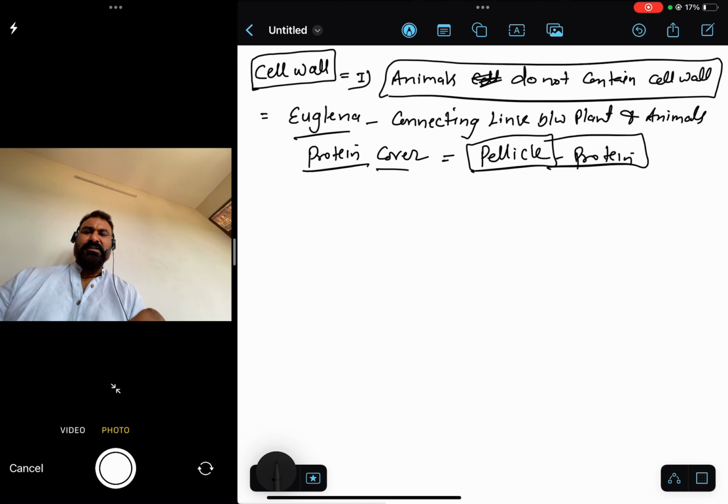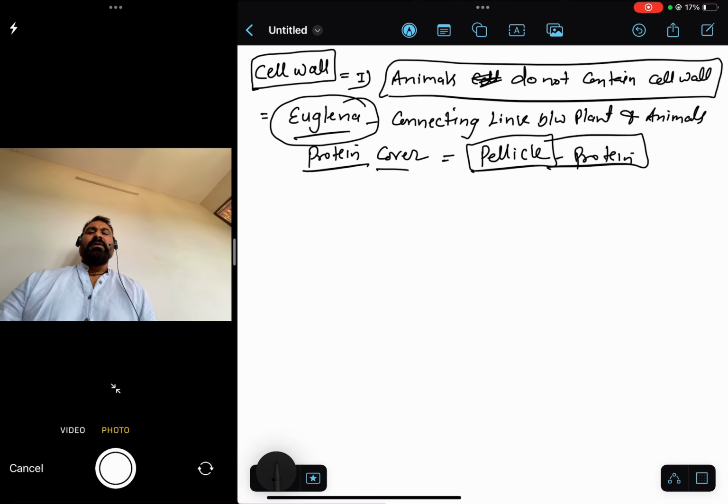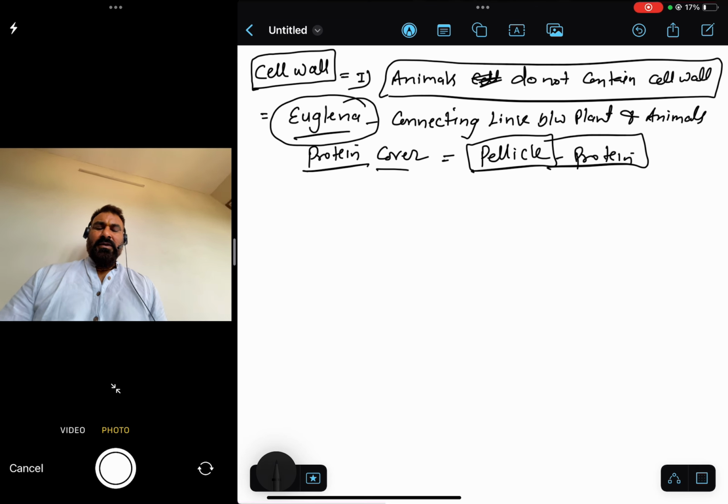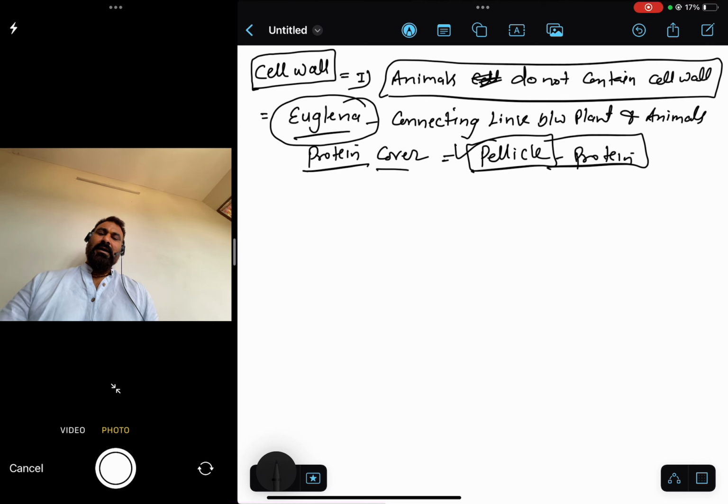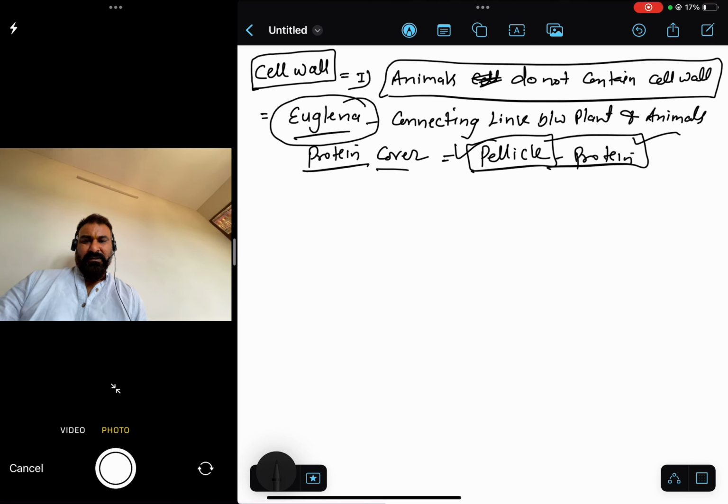So the very first question which comes in exams is: the Euglena cell wall is made up of. You will find many options, so your option must be pellicle, which is made up of protein.